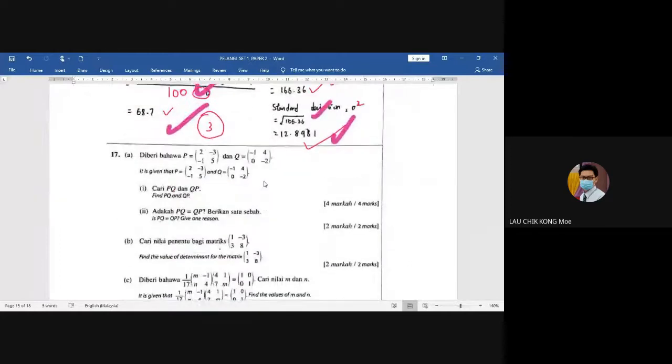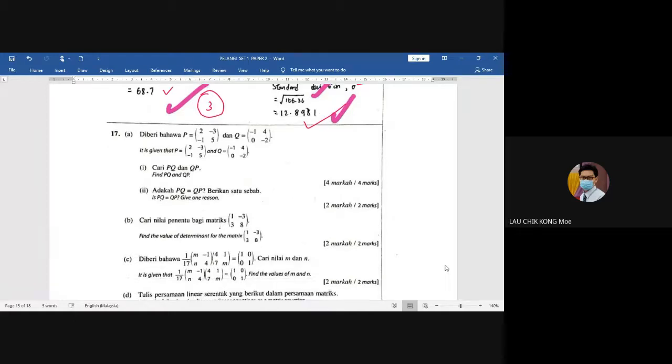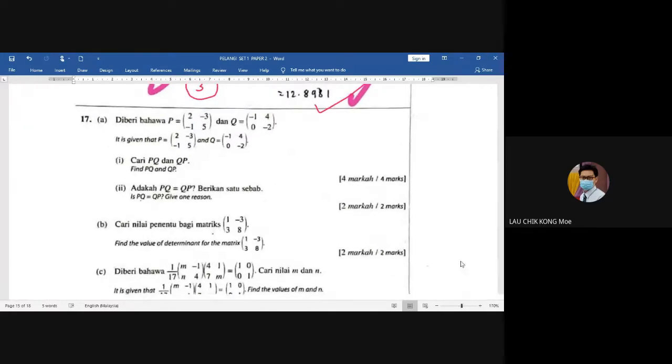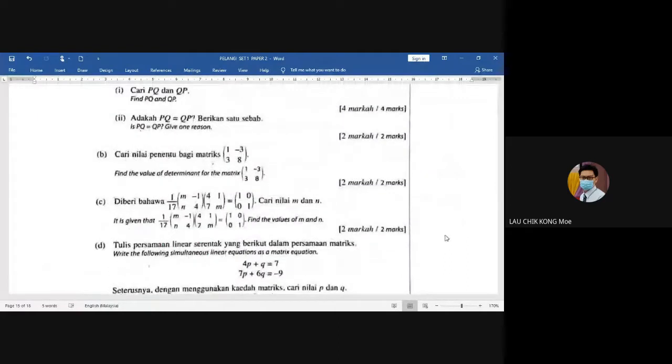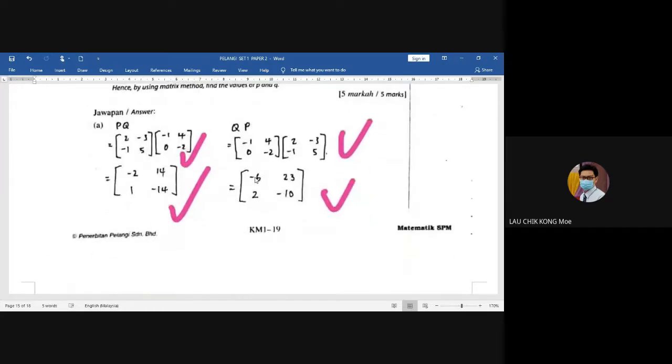Okay, question 17 is about matrices. This time we also have a matrix question in section B. You are given matrix P and matrix Q. You are asked to find PQ and QP, the multiplications of P times Q and Q times P. And then the second part: is PQ equal to QP? And give a reason.